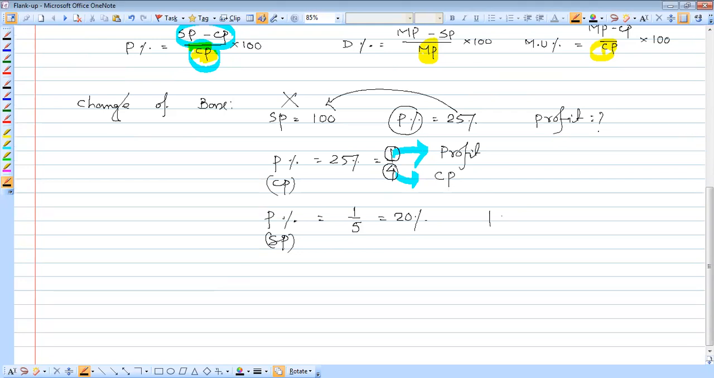So the profit value is equal to 1 by 5 of 100, because 1 by 5 is basically the profit calculated on the selling price, and this is the selling price. So I can take 1 by 5 of 100, which is 20 rupees. Take the next example.